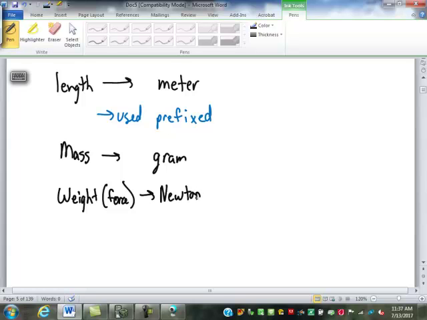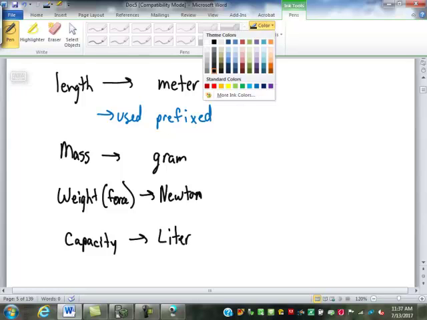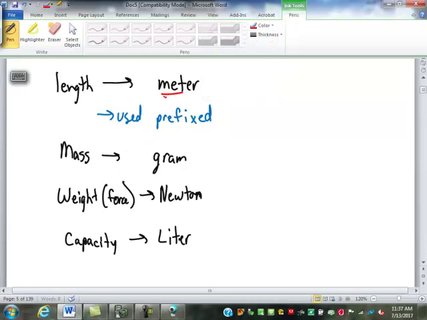That's probably going to be one of the last times you hear the word Newton, because it's really only used in scientific and engineering applications. And then for capacity, they use the unit of a liter. Now, as I said, they started out with that meter equaling a Swiss yard. And that was the only link between the metric system and standard system that exists. Everything else was built off of that meter.